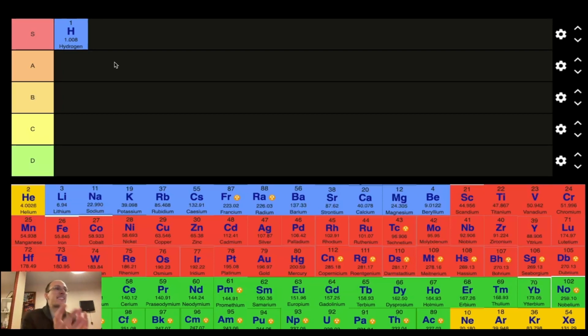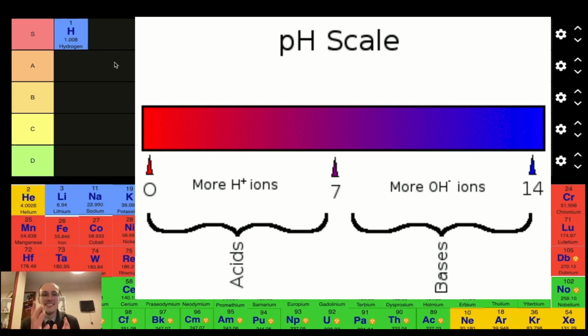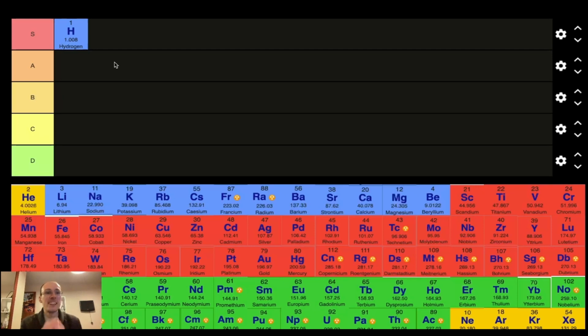Hydrogen is what makes an acid an acid. As I say, a single proton is an H+. The more H pluses you have in an acid, the stronger your acid is. Together with oxygen, it makes an OH-. That's what makes an alkali. So the whole acid-base system is dependent on hydrogen. It's going in the S tier. I won't hear anything bad about hydrogen.